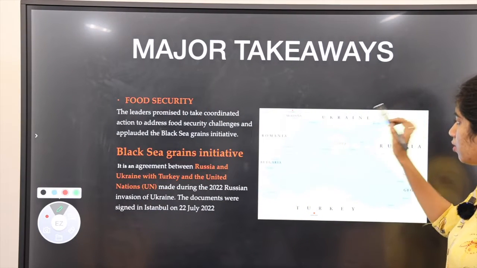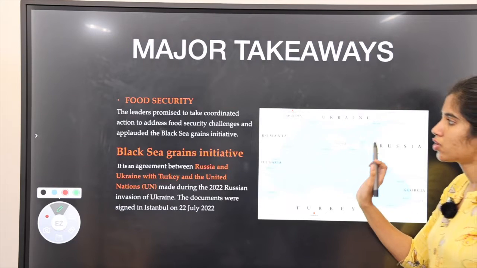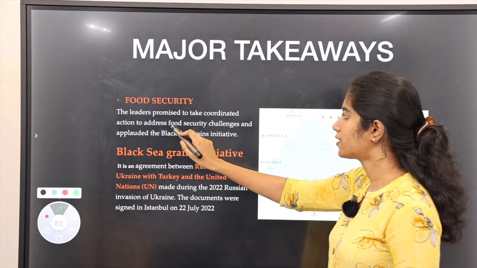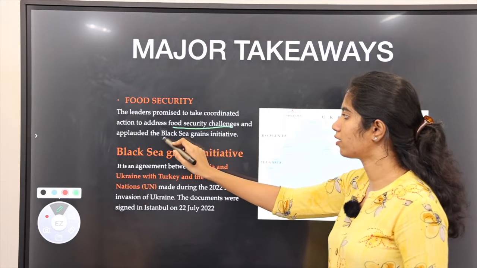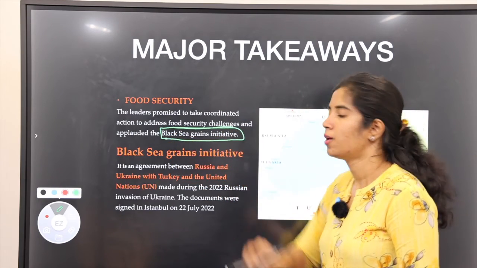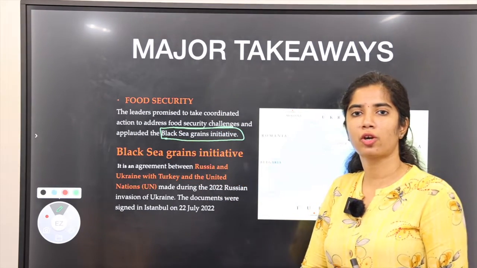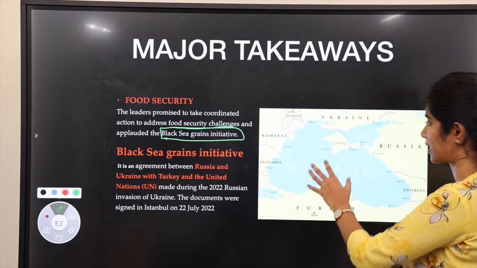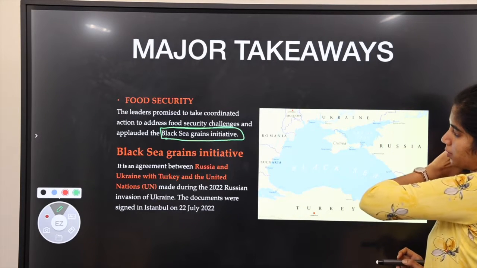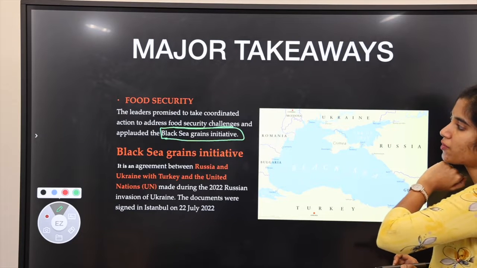See, this is Ukraine. The leaders also promised to take coordinated actions to address food security challenges and applauded the Black Sea Grains Initiative. So what is the Black Sea Grains Initiative? Black Sea, which we were talking about with Ukraine. Ukraine borders this Black Sea, and these ports are all being closed because of the war. How will you transport the goods from there?